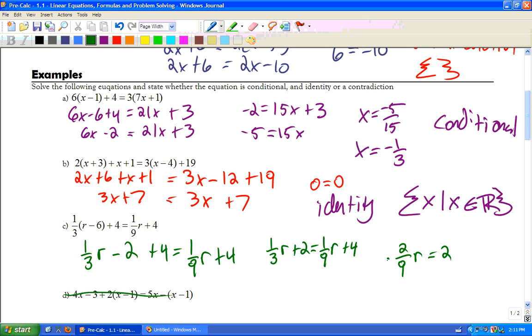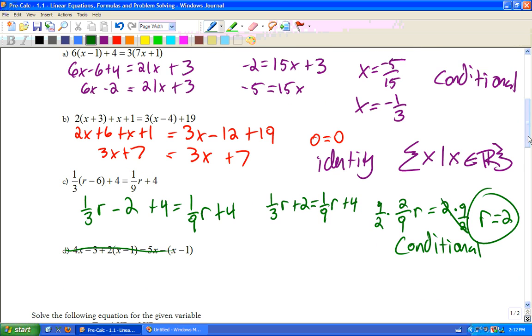Divide by 2/9, or you can multiply by the reciprocal of 9/2. See, the 2 goes away, and we get R equal to 2. That also means that this is a conditional equation. There's only one condition that can make it true, therefore it's conditional.